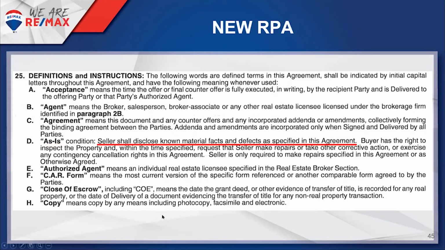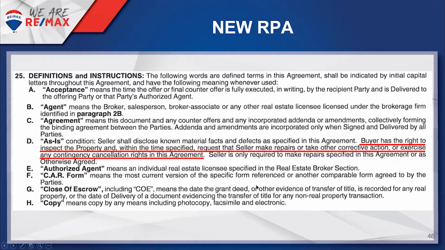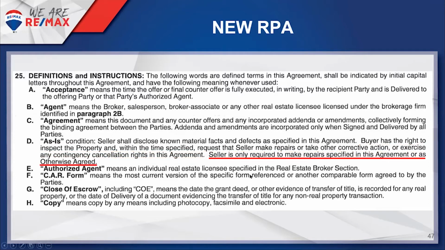So, okay. As is, seller shall disclose all material facts. The buyer has the right to inspect the property and make requests for repairs. Sellers only required. Yes. I was just wondering, because you were saying you don't want us to use the as is, but when they ask for something like the termite, it's okay then to counter back and say, no, shall be sold as is. Is that what you're saying?